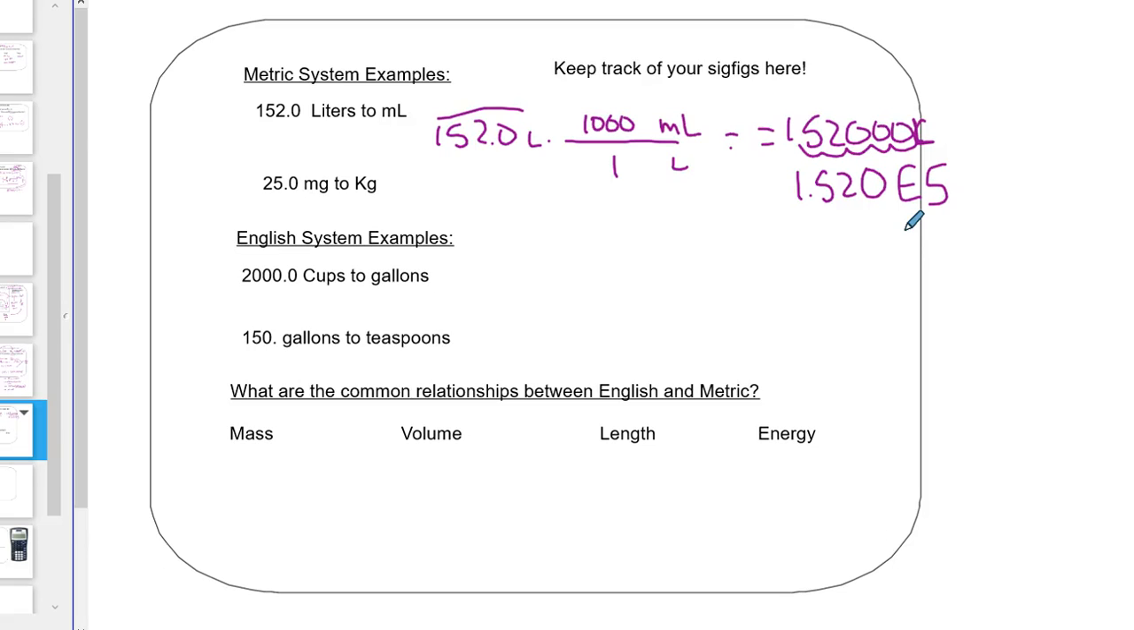152 times 1,000 equals 152,000, and that would be correct. 1.52 e to the 5th is 152,000. Okay? And of course, remember that's a liter right there. If this has 4 sig figs, this has 4 sig figs, we kind of ignore this as being perfect in the middle here. Alright. The answer got larger. Lots of small millis equal 1 big liter.